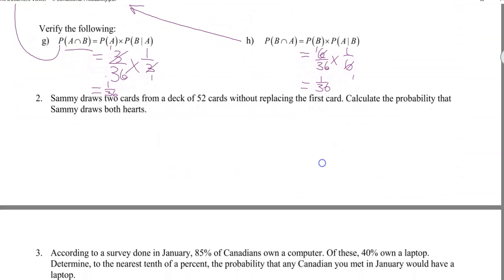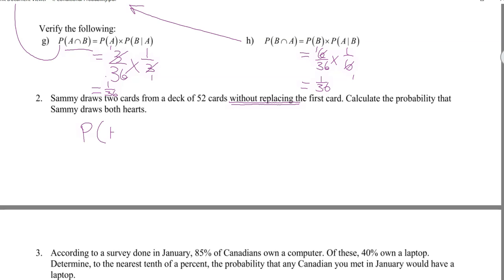Okay, let's work out some more examples. Sammy draws 2 cards from a deck of 52 cards without replacing the first card. So it's very important, especially when you're doing the same event, as we'll see in the next lesson, because in the next lesson we will be replacing. What happens if we put it back, we'll get to that in tomorrow's lesson. Calculate the probability that Sammy draws both hearts.